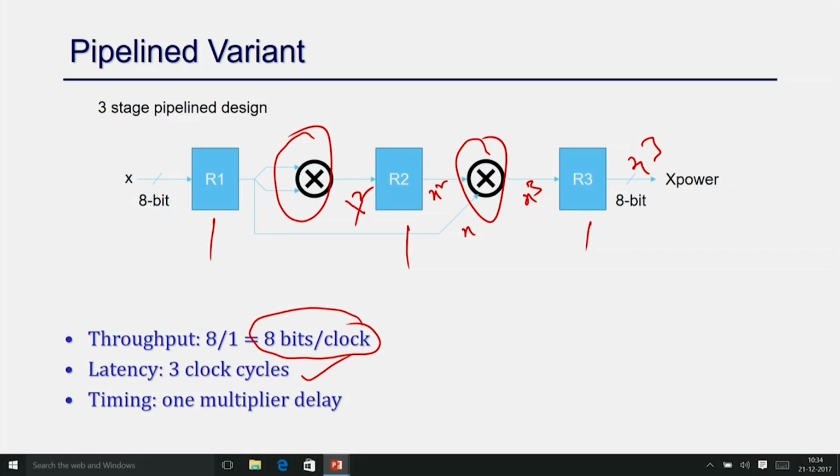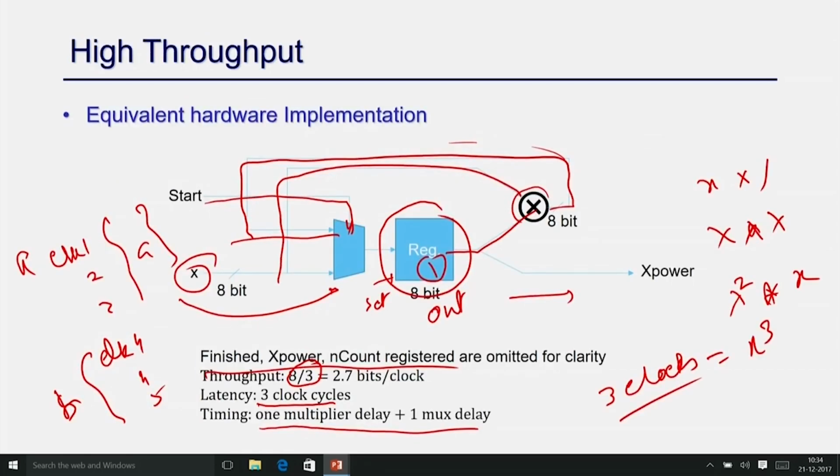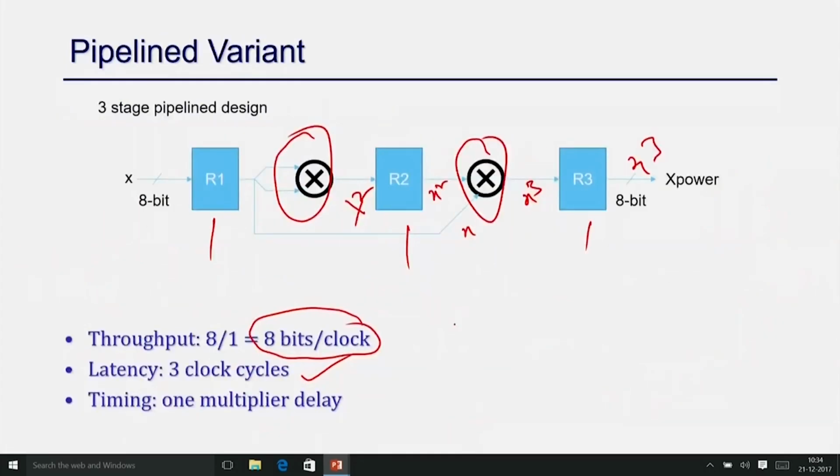So, what happened here, from this 2.7 bit per clock I make it 8 bit per clock. So, I improve the throughput of the design by just pipelining. So, pipelining is kind of a technique which actually improves the throughput of a design, right. So, if you just do this, but here you can understand.